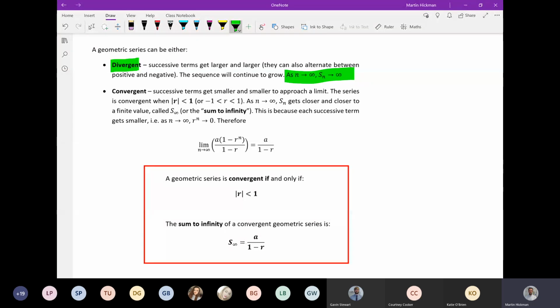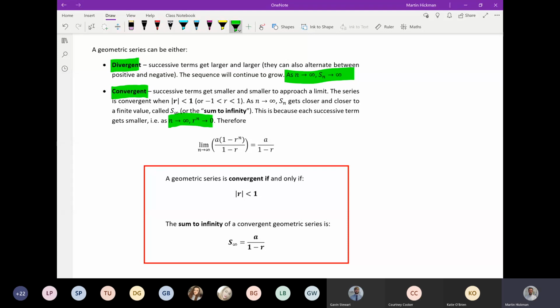If the terms are getting larger and larger, then obviously the sum is going to be getting larger and larger. A series is convergent if the successive terms get smaller and smaller to approach a limit. What this means is, as n gets really big, the sum of the values gets closer and closer to a finite value, which we call the sum to infinity. What this means is, as n gets really large, r to the power of n, so your n plus 1 term essentially, will be 0.